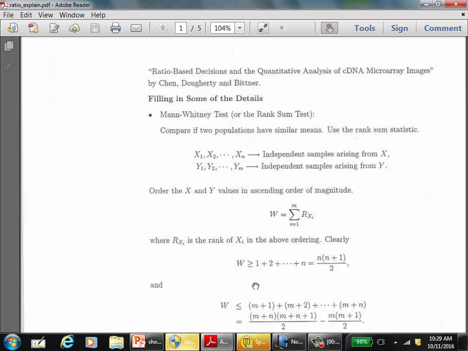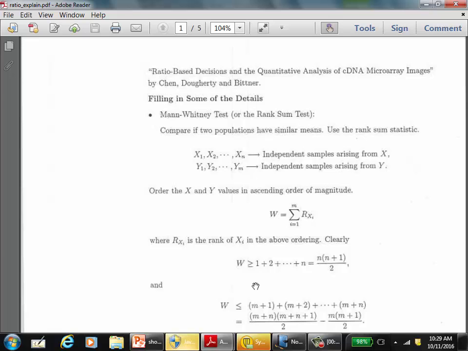Let's say the first one is X, the second one is Y, the third one is again X. So the rank of the first X that you get is 1, the rank of the second X is going to be 3, and so on. You order these X's and Y's, and then you sum up the ranks of all the X's that you see. Here this should have been i equal to 1 to n, because I have n of the x's. So you sum up the ranks of all the xi's.